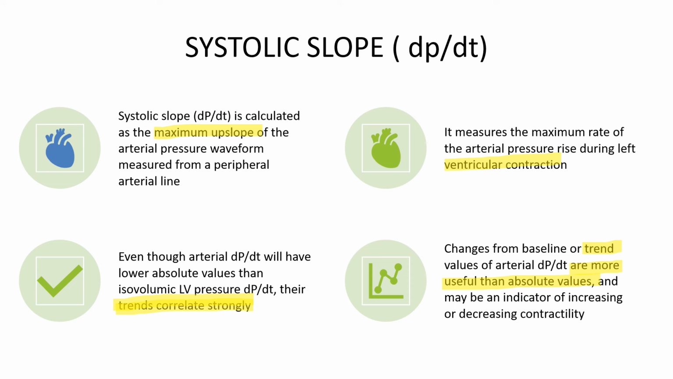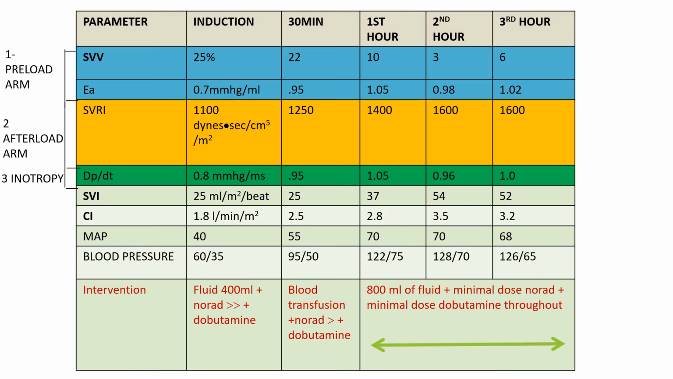So systolic slope is the maximum slope of the arterial pressure waveform measured from the peripheral arterial line, and it's a surrogate of ventricular contraction. Now mind you, you should take its trend and not an absolute value. The monitor will give you a trend. It won't give you a single value. So our decisions should always be based on trend rather than a definitive value at that point.